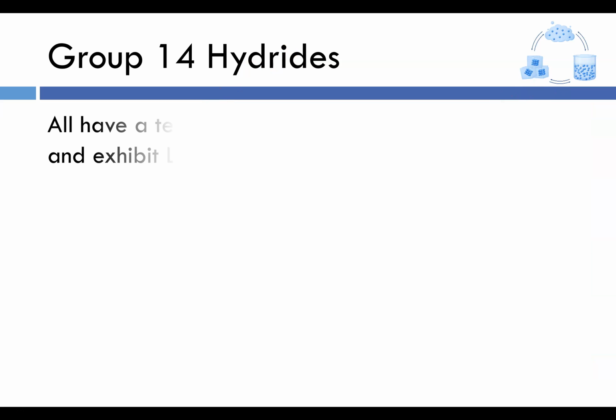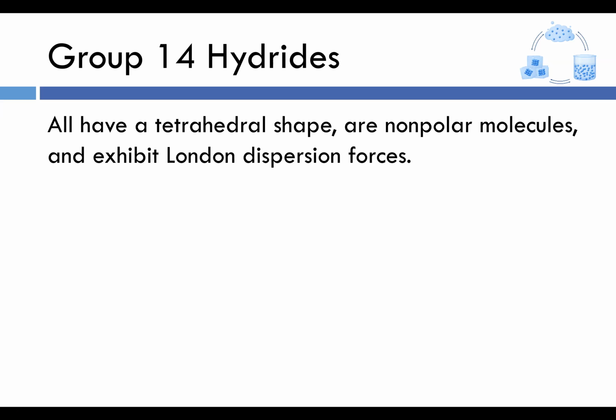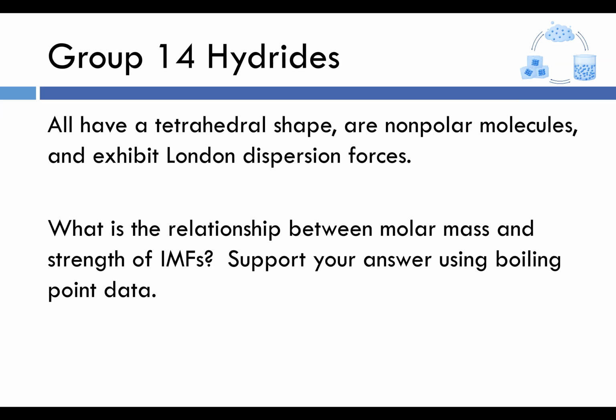Just to kind of summarize, all of these molecules have a tetrahedral shape. We know that they're all nonpolar. Therefore, they're all going to exhibit London dispersion forces. Or again, if you want to just call them dispersion forces, that's fine too. The relationship between molar mass and the strength of intermolecular forces? Well, the greater the molar mass, the stronger the intermolecular force is. We saw that by looking at the boiling point data. When molar mass is higher, your boiling point is also higher. And as molar mass decreases, so does the boiling point.